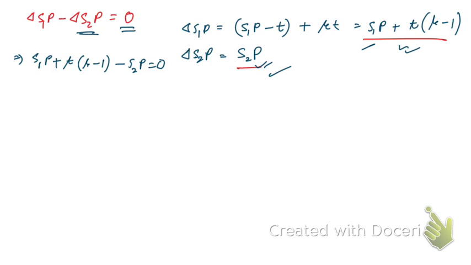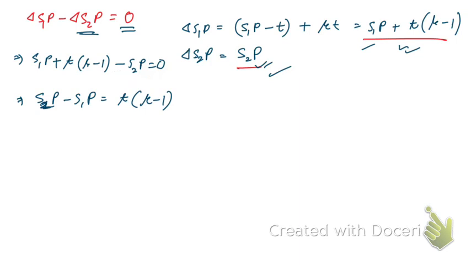Now from here we can write S1P minus S2P is equal to, let me write this way, S2P minus S1P is t into mu minus 1. I have shifted these two terms to the other side. I have made this S2P positive on the other side. Hope you have understood this.